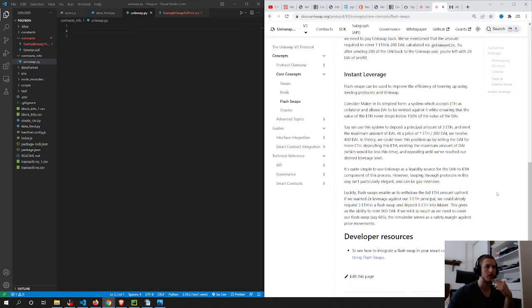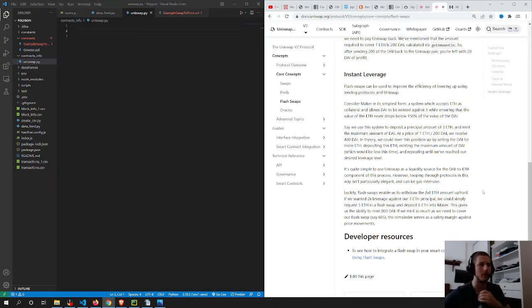Instant leverage. Flash swaps can be used to improve the efficiency of levering up using lending protocols and Uniswap. Consider Maker in its simple form. A system which accepts ETH as collateral and allows DAI to be minted against it, while ensuring that the value of ETH never drops below 150% of the value of the DAI. Say we use this system to deposit a principal amount of 3 ETH and mint the maximum amount of DAI. At a price of 1 ETH to 200 DAI, we receive 400 DAI.